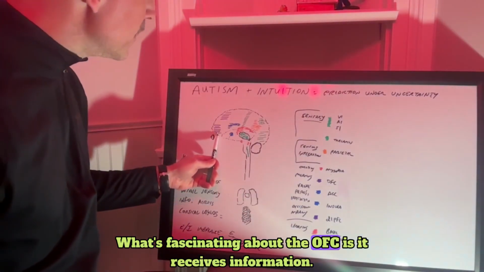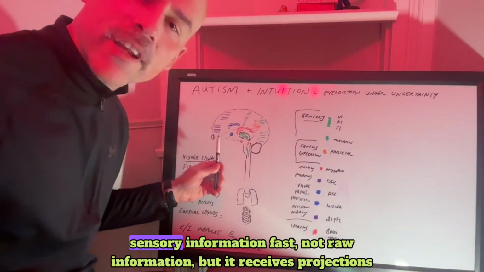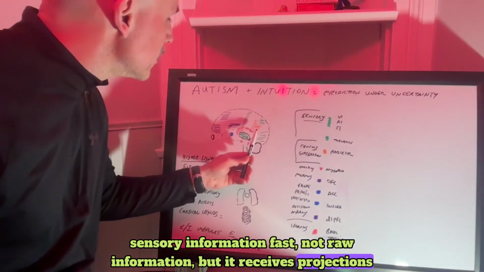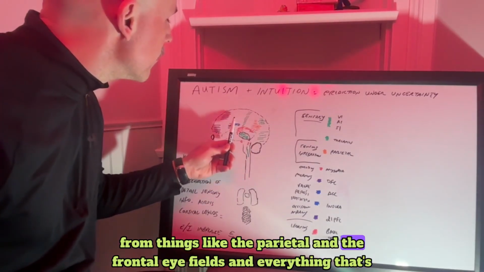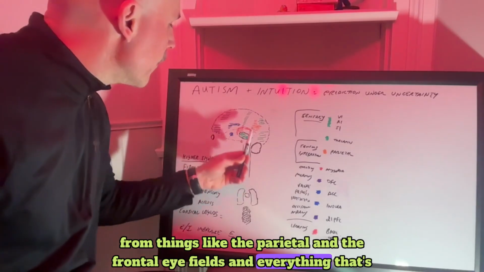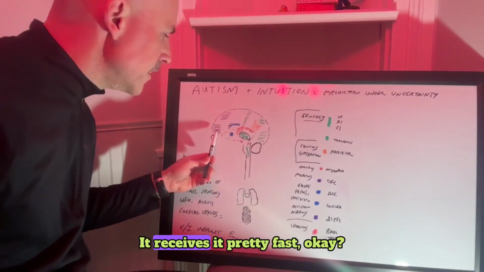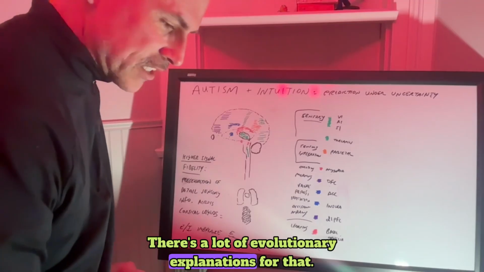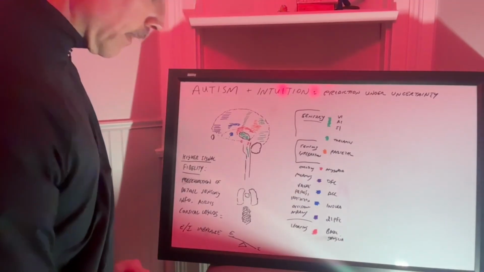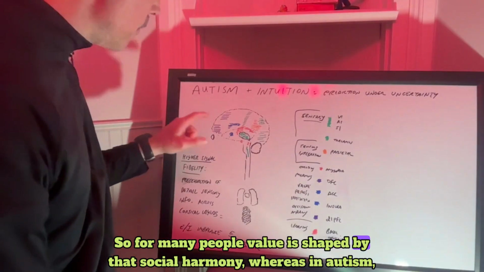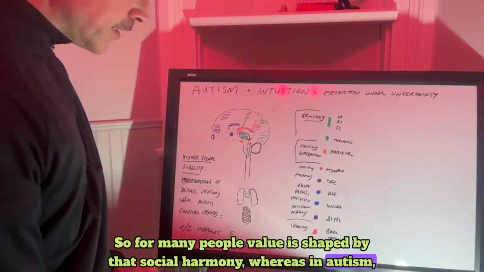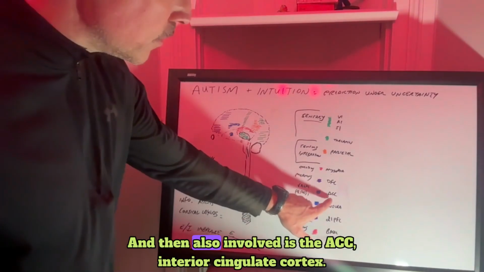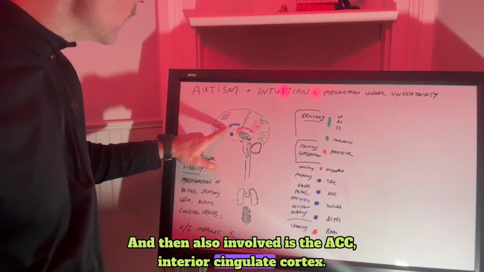What's fascinating about the OFC is it receives sensory information fast, not raw information, but it receives projections from things like the parietal and the frontal eye fields and everything that's processing sensation. It receives it pretty fast, okay? There's a lot of evolutionary explanations for that. So, for many people, value is shaped by that social harmony, whereas in autism, valuation shifts towards the consistency of things.